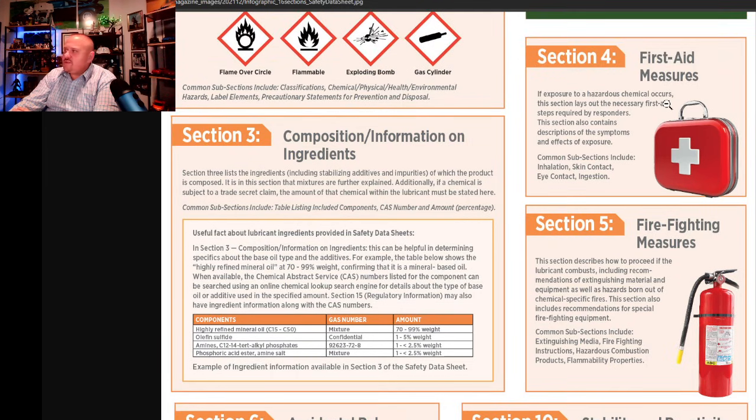Section 4, first aid measures. If exposure to a hazardous chemical occurs, this section lays out the necessary first aid steps required by responders. This section also contains descriptions of the symptoms and effects of exposure. Common subsections include inhalation, skin contact, eye contact, and ingestion.